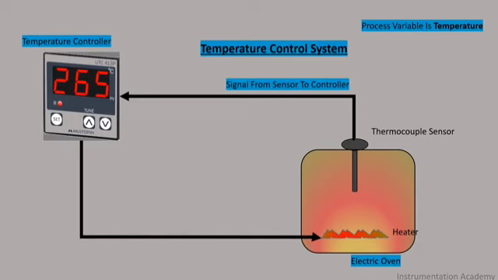If the actual temperature in the oven falls below the set point, the controller sends a signal to activate the heater to raise the temperature back to the set point. If the temperature in the oven is above the set point, the controller sends a signal to deactivate the heater to lower the temperature to the set point.